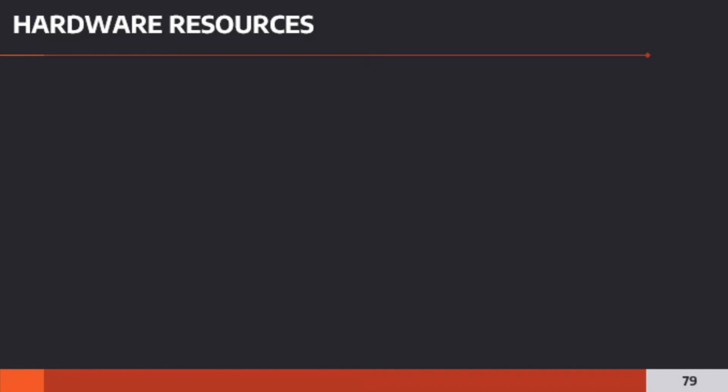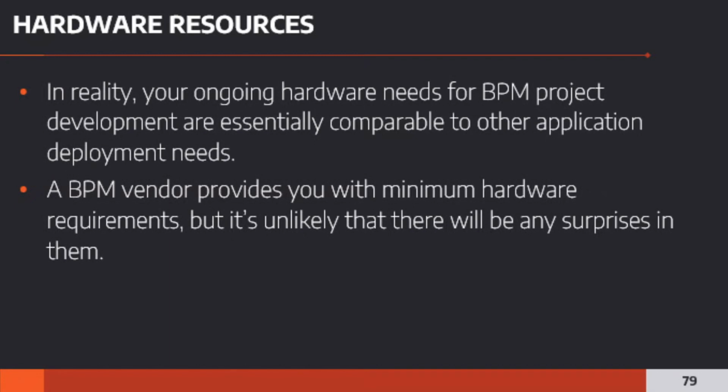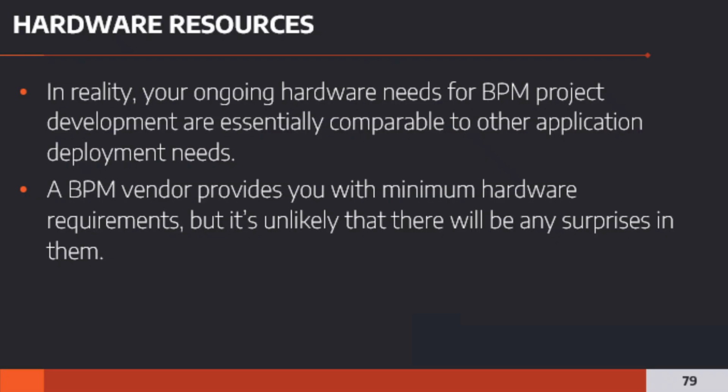Then we have hardware resources. In reality, your ongoing hardware needs for BPM project development are essentially comparable with other application deployment needs. Okay, so they're more or less the same. Hardware specs, I did not put here because you can actually get a lot of hardware specs, but what I'm trying to explain is the context of the hardware resources. A BPM vendor provides you with the minimum hardware requirements, but it is unlikely that there will be any surprises in them. Okay, so that is what hardware resources is all about.